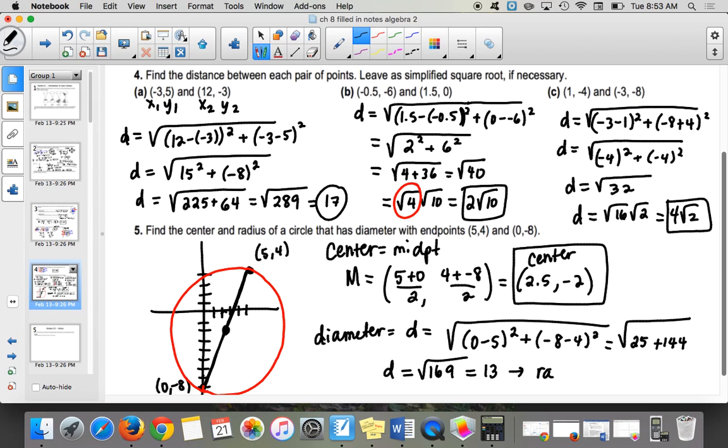So what does that mean our radius is? Yeah, 6.5, right? You divide it by 2. All right, so those are our two answers. Does this make sense? Okay. So we're going to stop here.